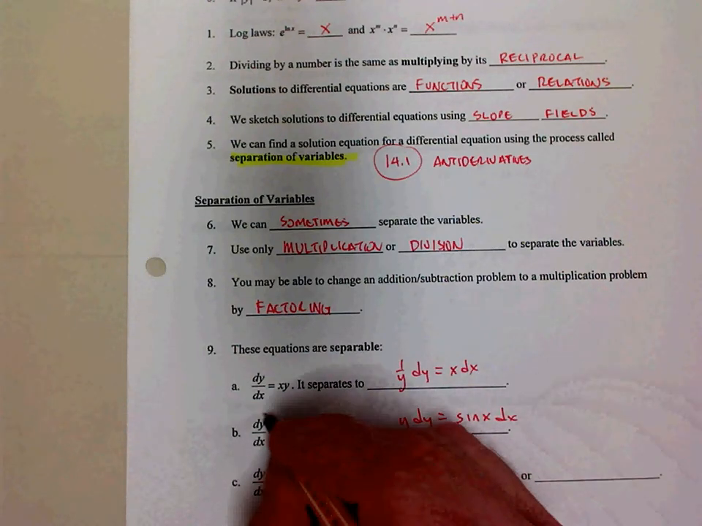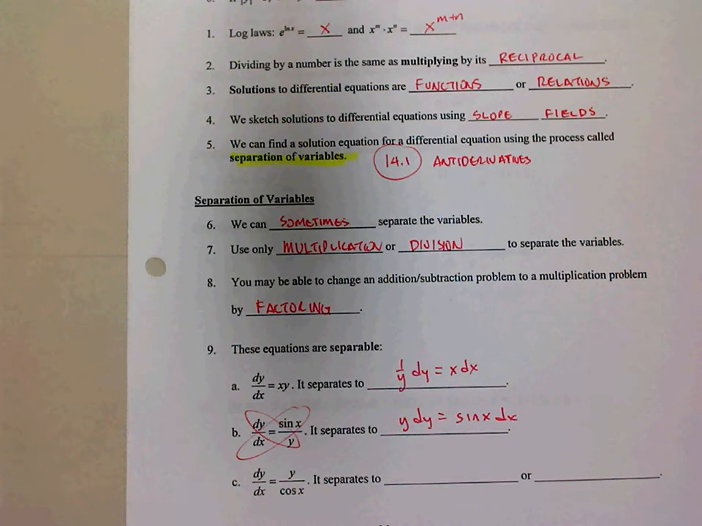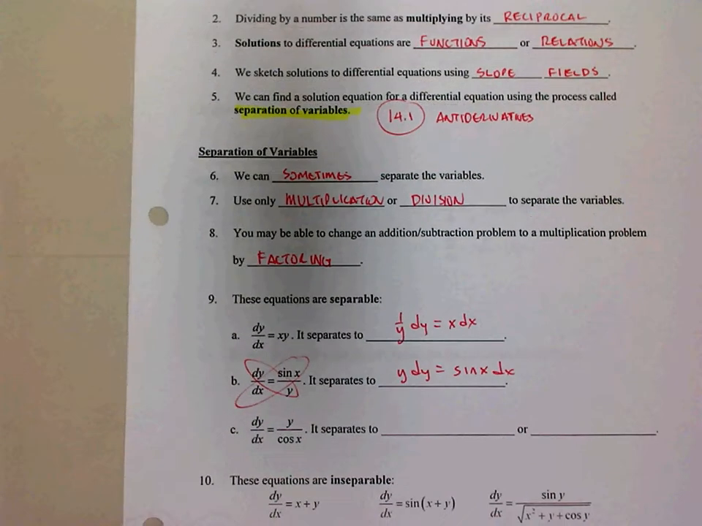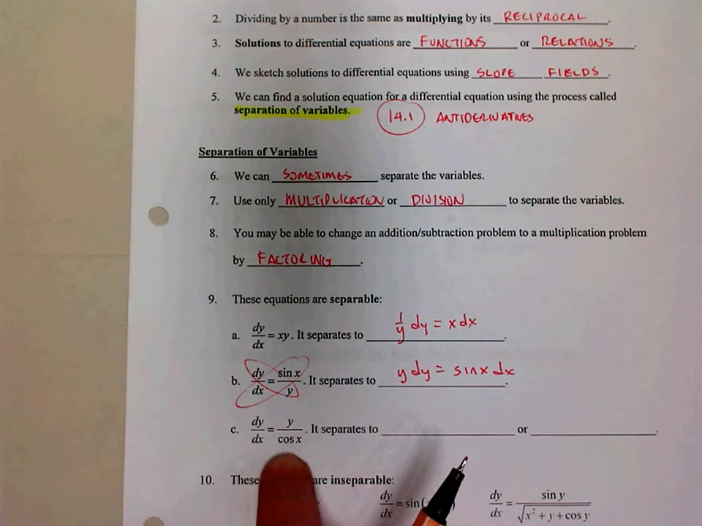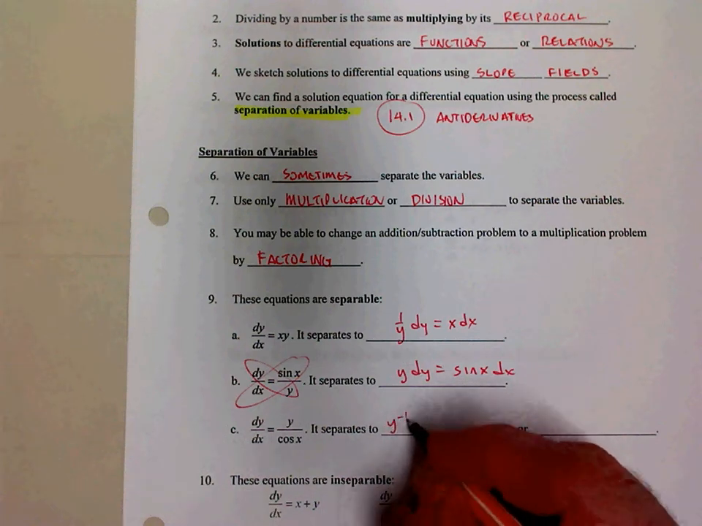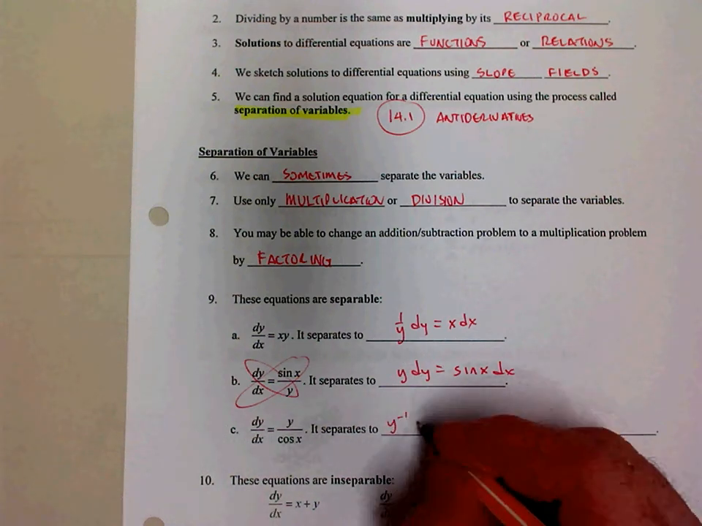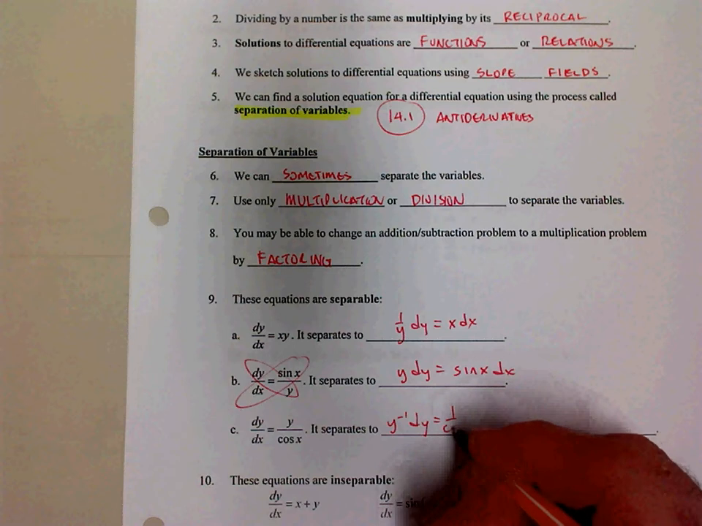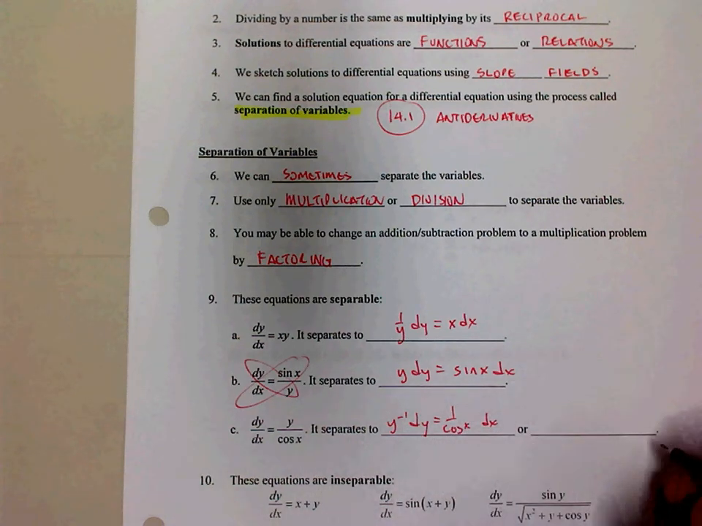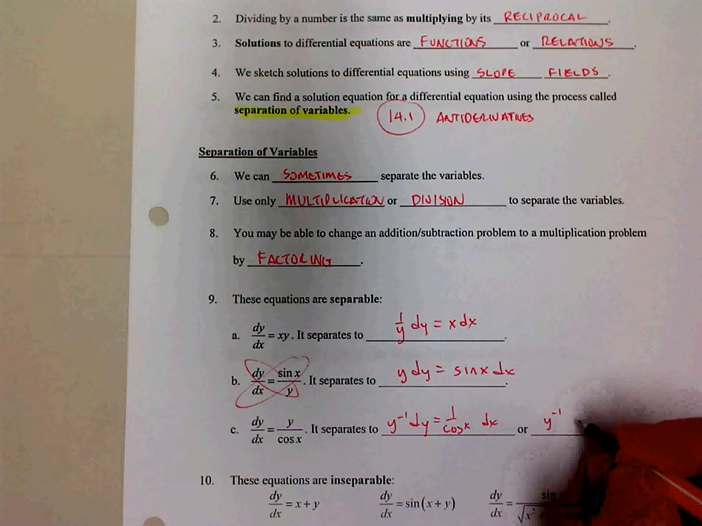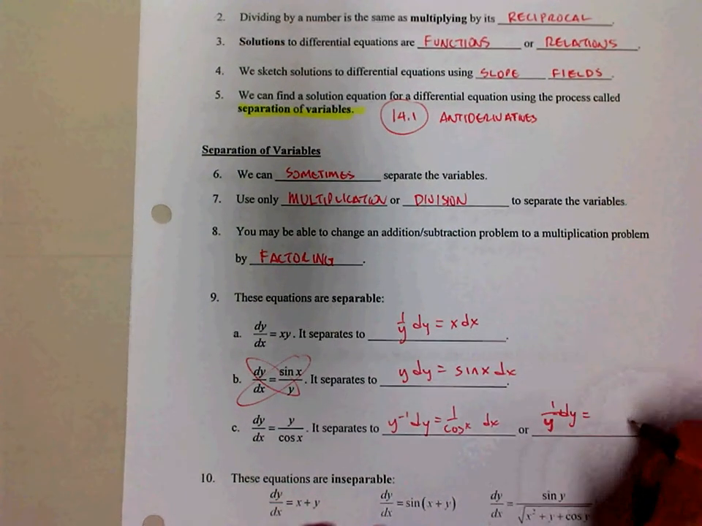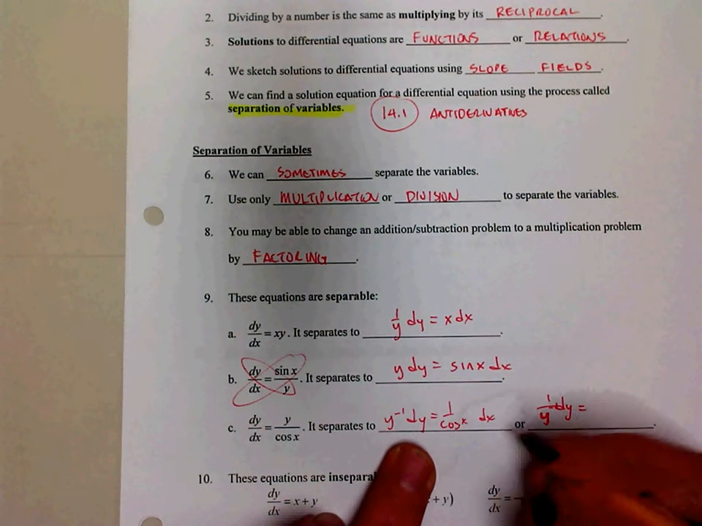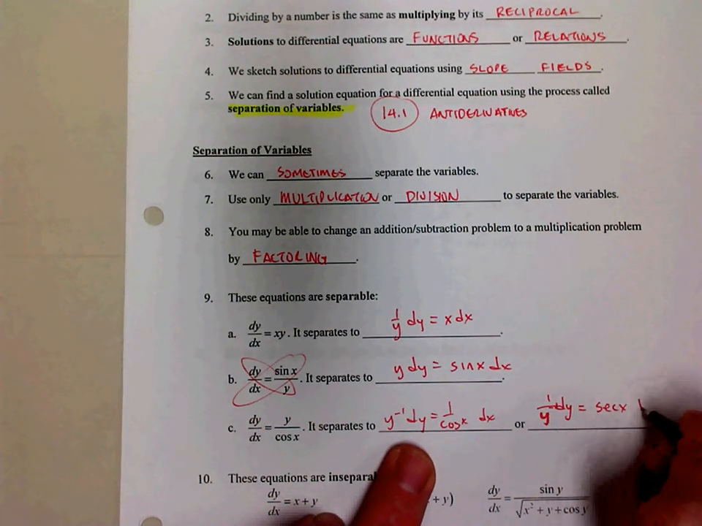Or just plain old cross multiplying here, and it gave us the cross products. The next one, we can divide both sides by y and multiply both sides by dx. This will give us 1 over y dy equals 1 over cosine of x dx. Another way of writing 1 over cosine would be the secant of x dx.